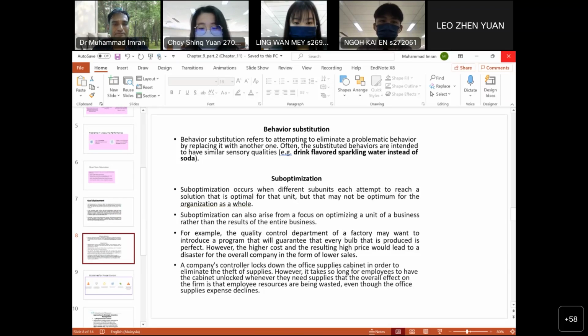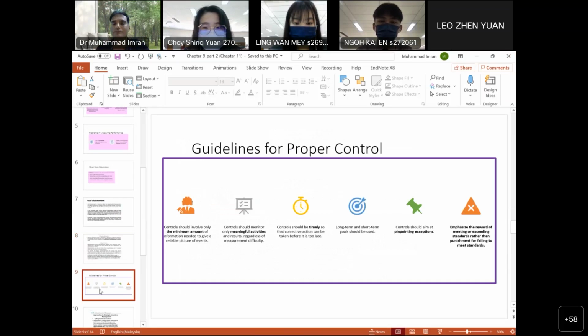Anyway, some guidelines for proper control. Control should involve only the minimum amount of information needed to give a reliable picture of the event. I mean, according to this point, we should have control at a minimum level. Should not have too many controls, by the way. It will also be a headache.